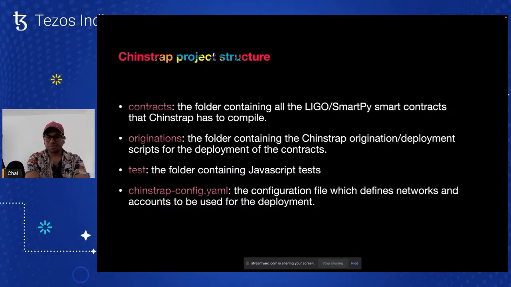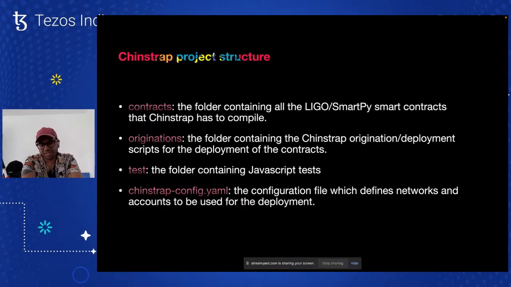And originations is where we write our origination scripts in Python. That's the deployment scripts where we initialize our storage and then deploy it to the networks that we are interested in. And test is the folder where we write our tests. It's Python tests. So I'm currently working on writing support for JavaScript tests as well.